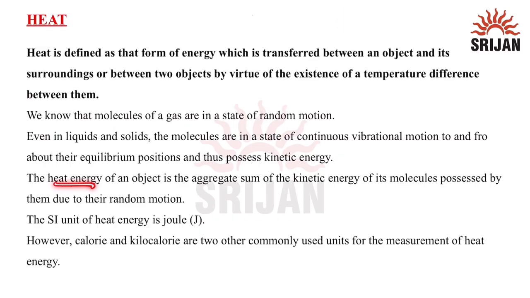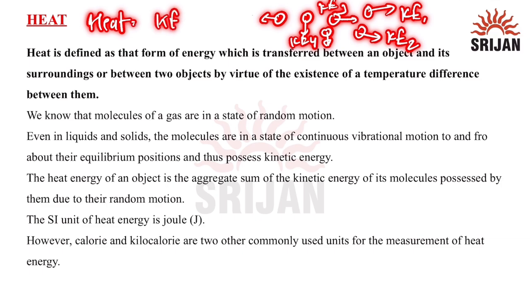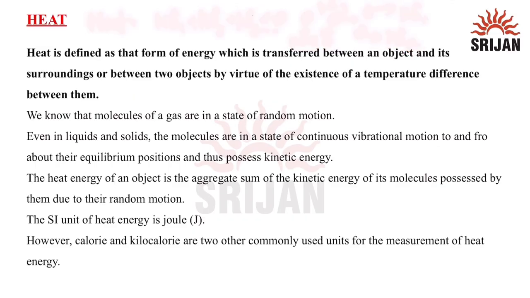Now, the heat energy of an object is the aggregated sum of kinetic energy of its molecules, possessed by them due to their random motion. As the molecules are randomly moving, they all possess kinetic energy. Let's say kinetic energy 1, kinetic energy 2, kinetic energy 3, and so on. The sum of all these is what we call heat. So heat is nothing but the aggregated sum of kinetic energy of its molecules due to random motion.